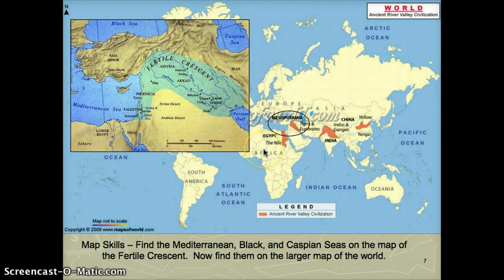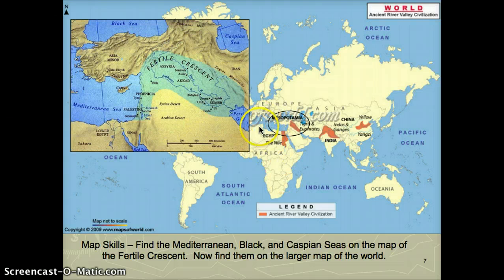So we've been looking at, on the previous slides, why civilizations were located where they were, but now let's look more closely at where they were. On this map here, you can see this little area is blown up on this map here. I want you guys to find the Mediterranean, Black, and Caspian Seas on the map of this Fertile Crescent. Hopefully you're able to find them on this small one here. You have the Mediterranean, the Black, and the Caspian. And then can you find them on the larger map now?